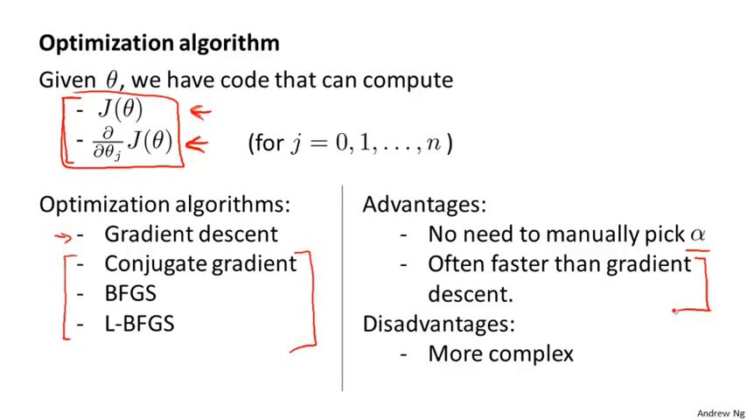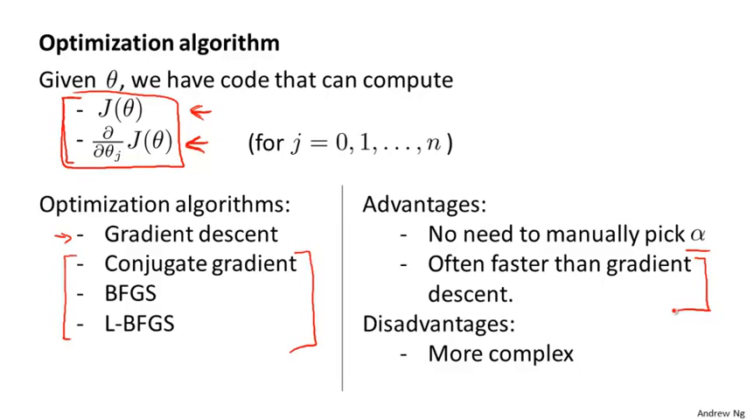A detailed discussion of exactly what they do is beyond the scope of this course. In fact, I used to use these algorithms for a long time, like maybe over a decade, quite frequently. It was only a few years ago that I actually figured out for myself the details of what conjugate gradient, BFGS, and LBFGS do. So it is actually entirely possible to use these algorithms successfully and apply them to lots of different learning problems without actually understanding the inner loop of what these algorithms do.